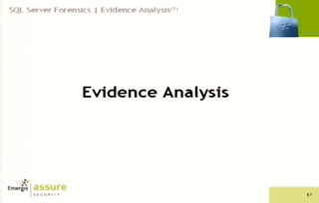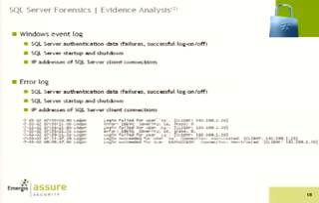Now that we've gone over how to collect evidence, a primer of evidence, now we're going to go into how to actually analyze it. We're getting to the good stuff now. Windows Event Log, touched on this briefly before, but what it records are authentication data, so failures, successful logins, log-offs, SQL Server startup and shutdown activity, and as well the IP address of SQL Server client connections.